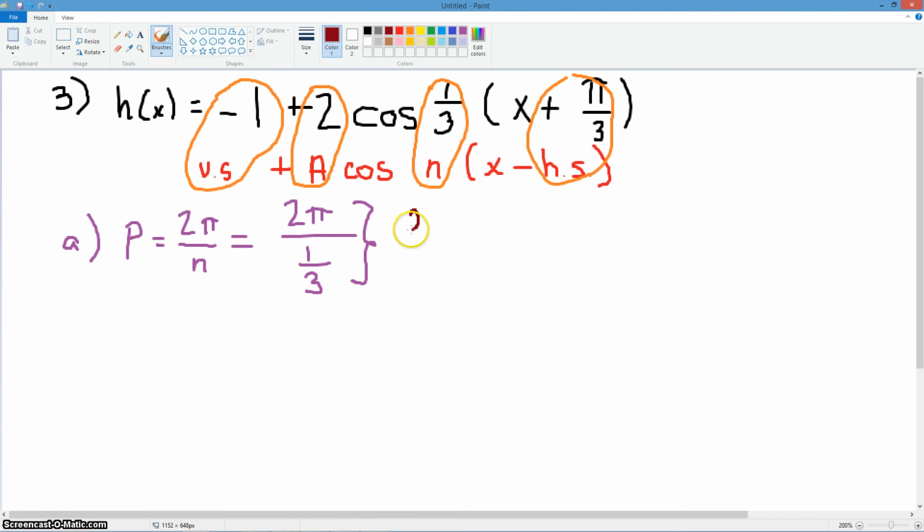So I'm going to copy the 2 pi, change my division to a multiplication, and now I'm going to flip that 1/3, and it will now become 3/1. If this bothers you that it's not a fraction, you can make it into a fraction by just putting it over 1. So you have 2 pi, top times top, so 2 pi times 3. That's going to be 6 pi over bottom times bottom. What's 1 times 1? 1, and that's just really 6 pi. So your period for this one is 6 pi.